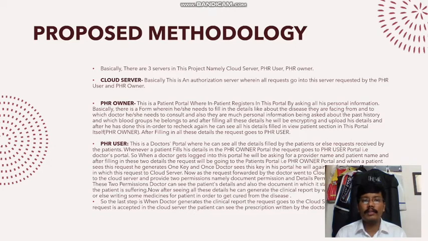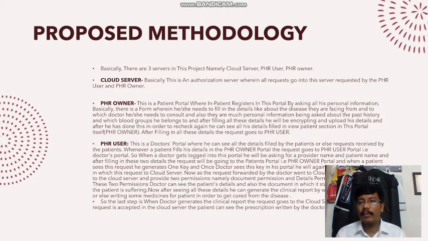Coming to the PHR user, this is the doctor's portal where he can see all the details filled by the patient, or the requests received from the patient. Whenever a patient fills in the details in the PHR owner portal, the request goes to the PHR user portal, that is the doctor's portal. So when a doctor logs into this portal, he'll be asked for a provider name and patient name, and after filling in these two details, the request will go to the patient portal, that is the PHR owner portal. And when a patient sees this request, he generates one key, and once the doctor sees this key in his portal, he will again ask for the request, which now goes to the cloud server.